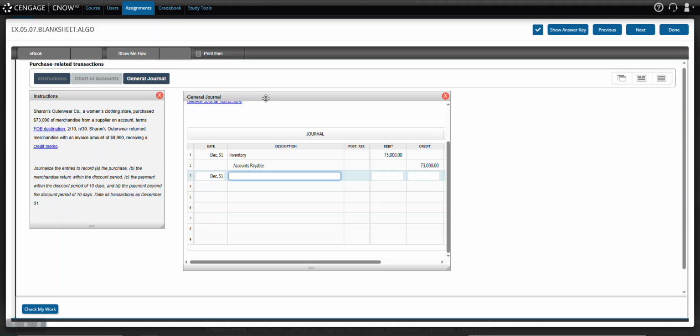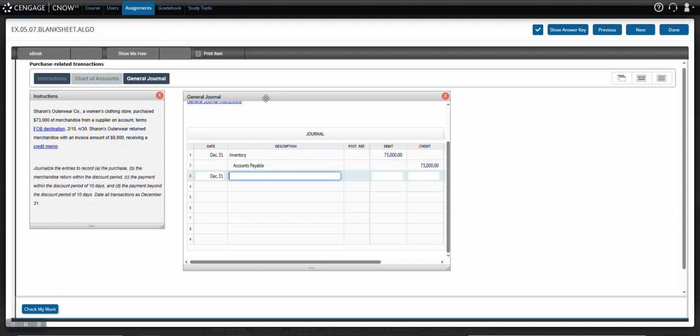It then tells us that we are going to make a return. We're returning inventory that had cost us $9,900, and we're getting what's called a credit memo. Basically, we're reducing how much we owe to this company sometime in the future. We never paid cash to this company when we bought that inventory for $73,000. We said we would do this on account. We will pay them sometime in the future.